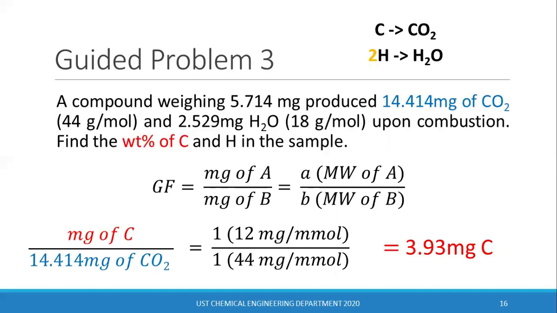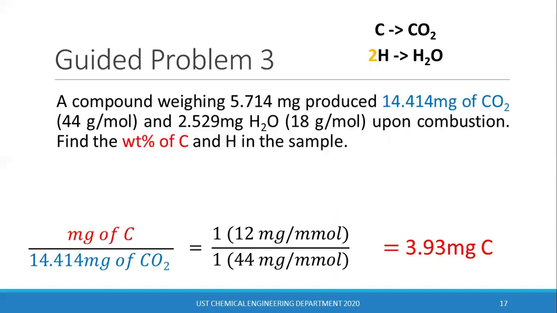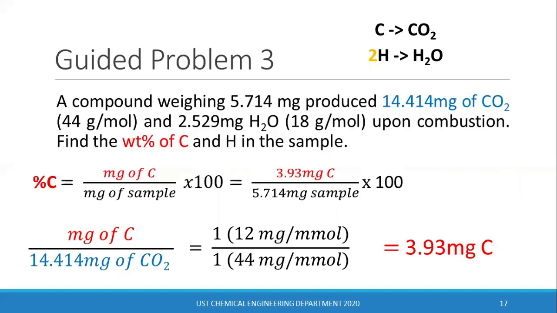Looking again at the problem, we are looking for the percent carbon in the compound. Recalling the formula for percent carbon and substituting the calculated mass of carbon and the given mass of the sample, we will get 68.78% carbon. Again, we have already solved the percent carbon.